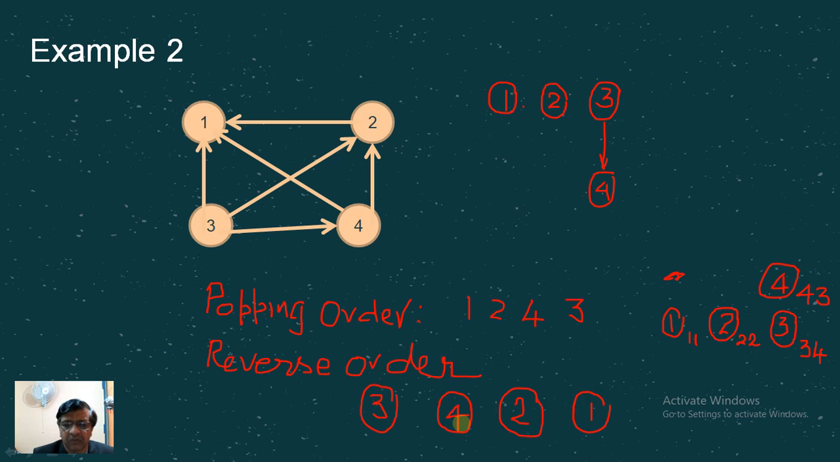Okay, 3 to 4 there is a connection. 3 to 2 there is an edge in this direction, and 3 to 1 there is an edge which goes like this in the forward direction. And 4 to 2 there is an edge, 4 to 1 also there is an edge, and 2 to 1 there is an edge. Okay, this is the topologically sorted list.